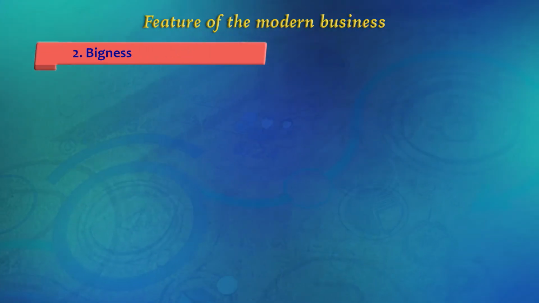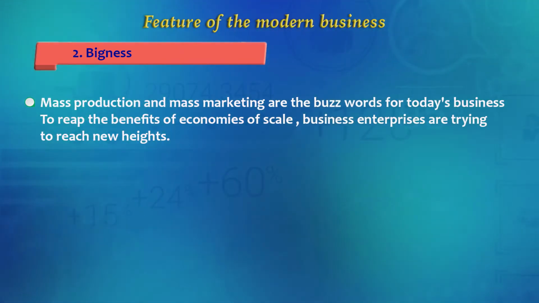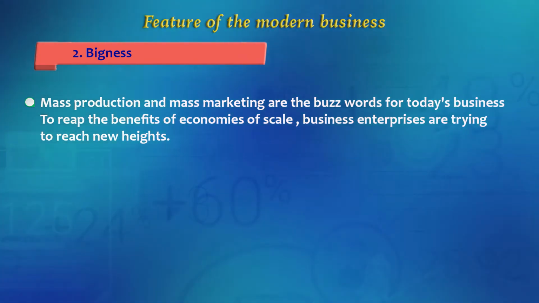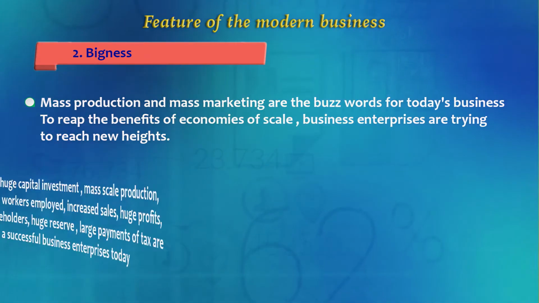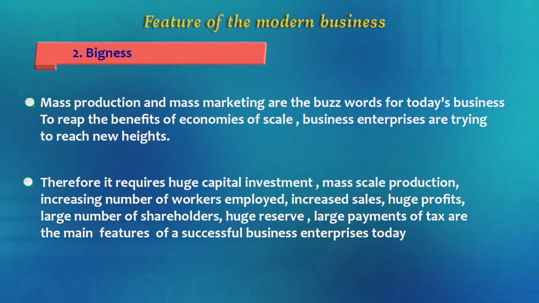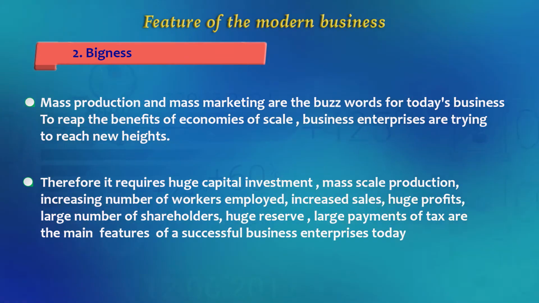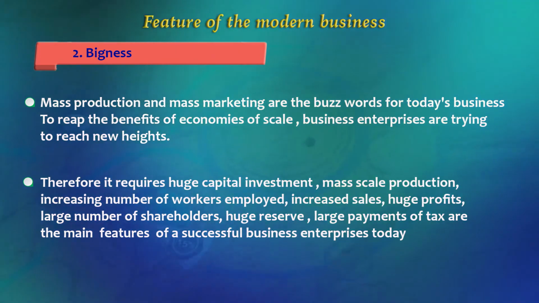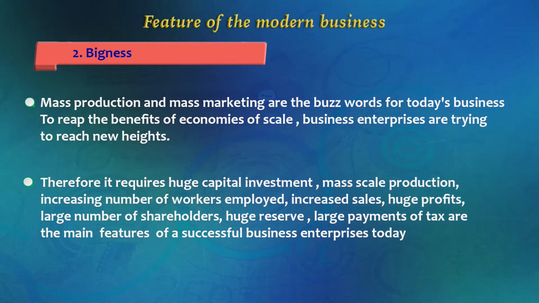The next modern feature is bigness. Mass production and mass marketing are the buzzwords for today's business. To reap the benefits of economies of scale, business enterprises are trying to reach new heights. Therefore, it requires huge capital investment, mass scale of production, increasing number of workers employed, increasing sales, huge profit, a large number of shareholders, huge reserves, and large payment of taxes. These are the main features of a successful business enterprise today.